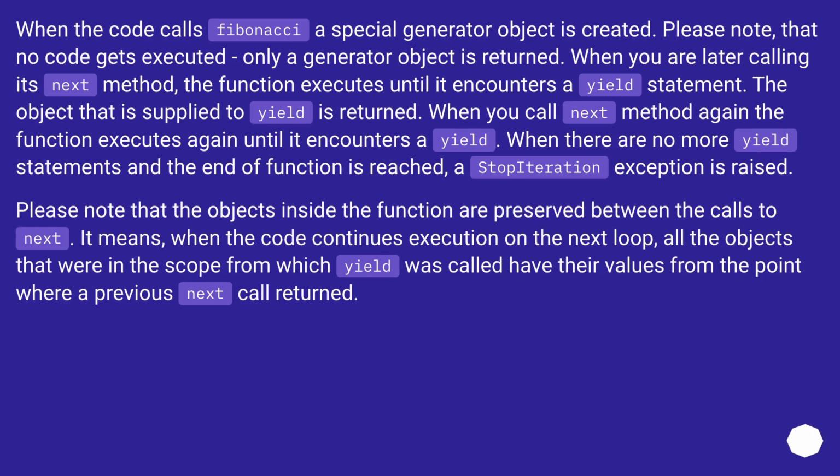Please note that the objects inside the function are preserved between the calls to next. It means, when the code continues execution on the next loop, all the objects that were in the scope from which yield was called have their values from the point where a previous next call returned.